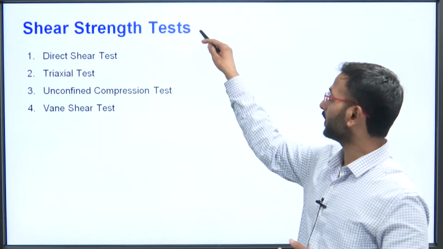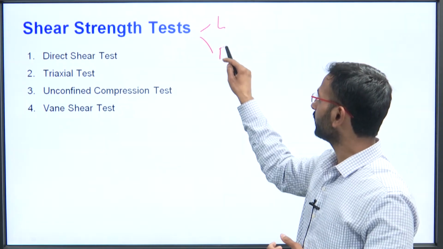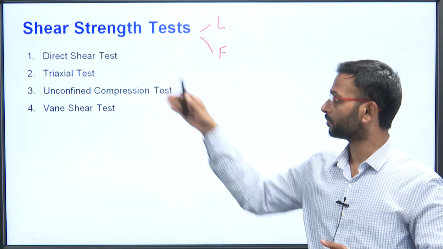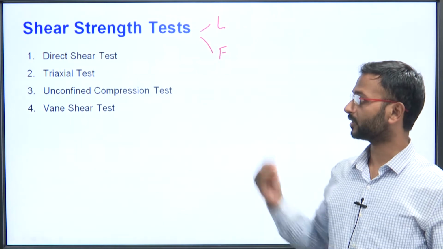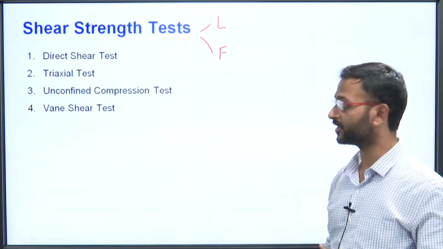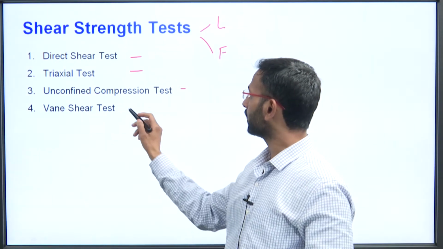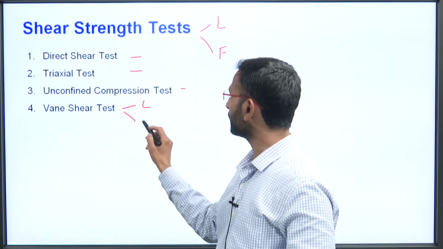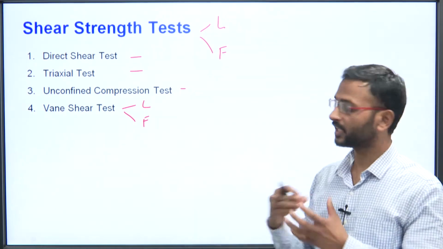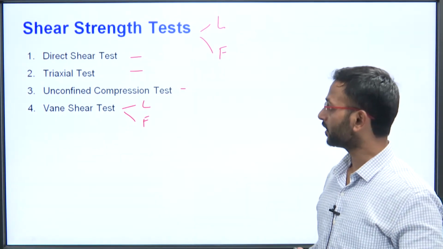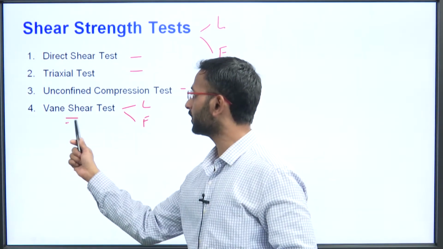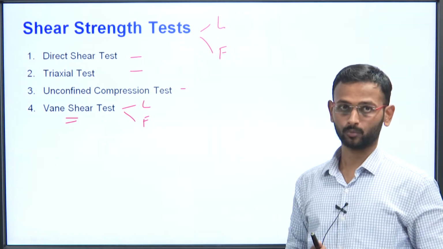Some tests can be done in lab and some tests can be done in field. So there are the direct shear test, triaxial test, unconfined compression test and vane shear test. These three tests are done in lab, but the vane shear test can be done in lab and also in field. Mainly we are discussing today the lab tests, and this vane shear test we will be discussing, which is conducted in field also.